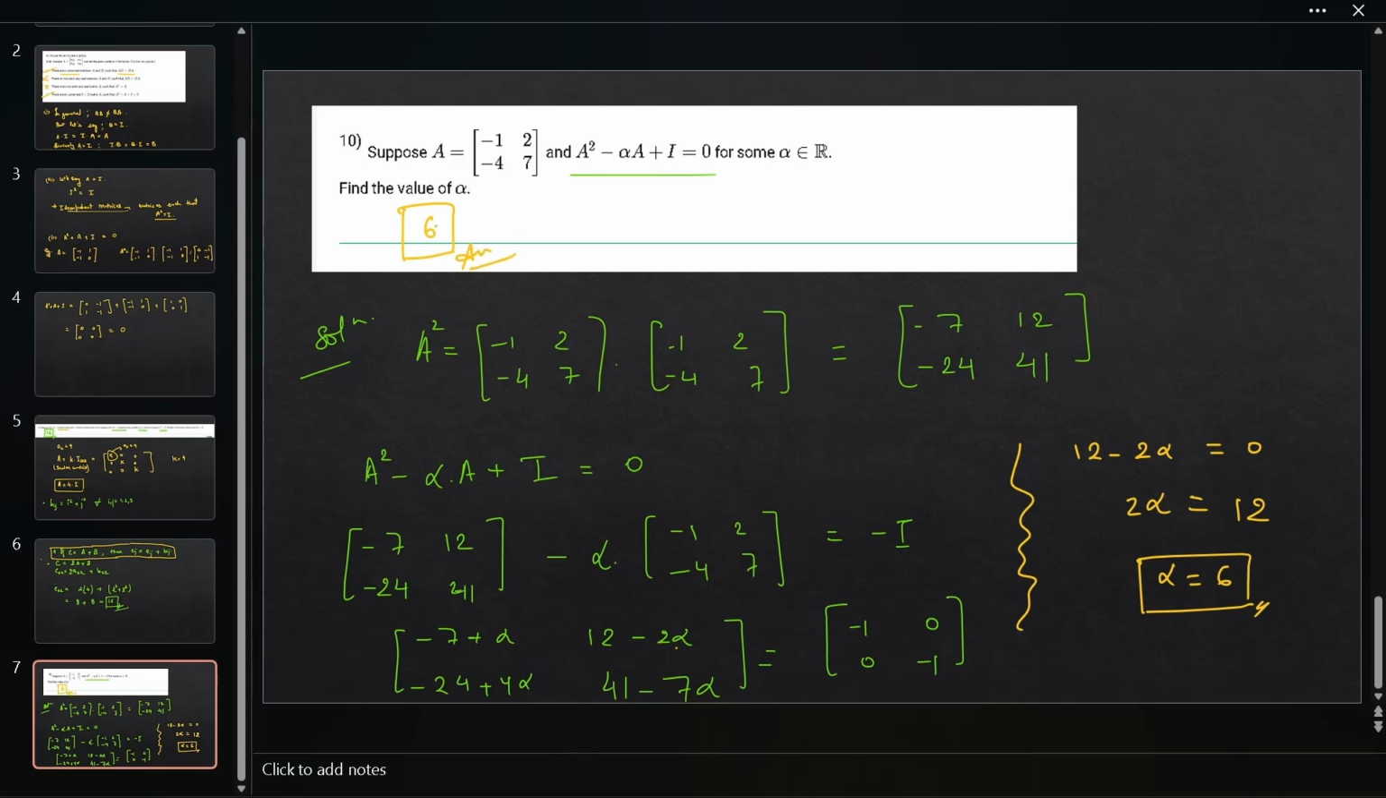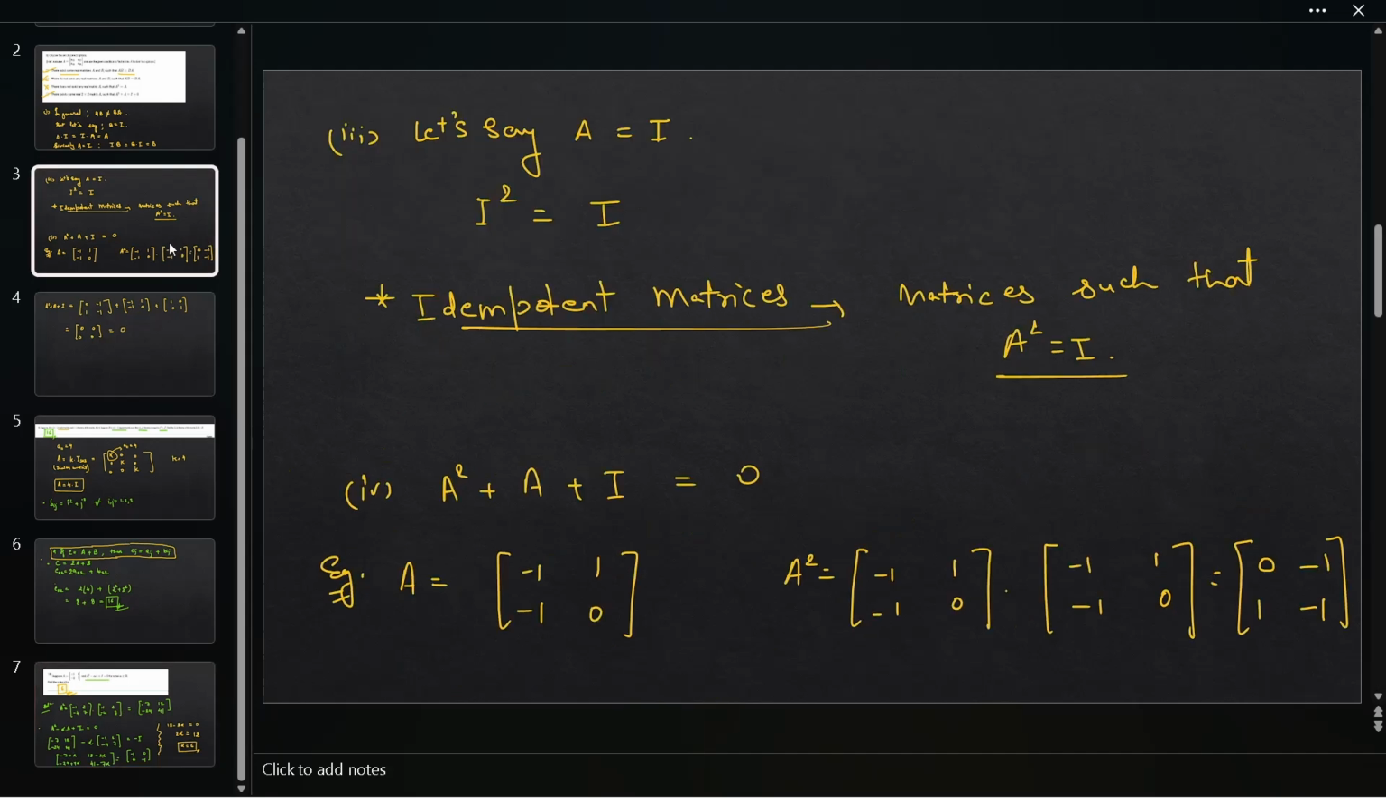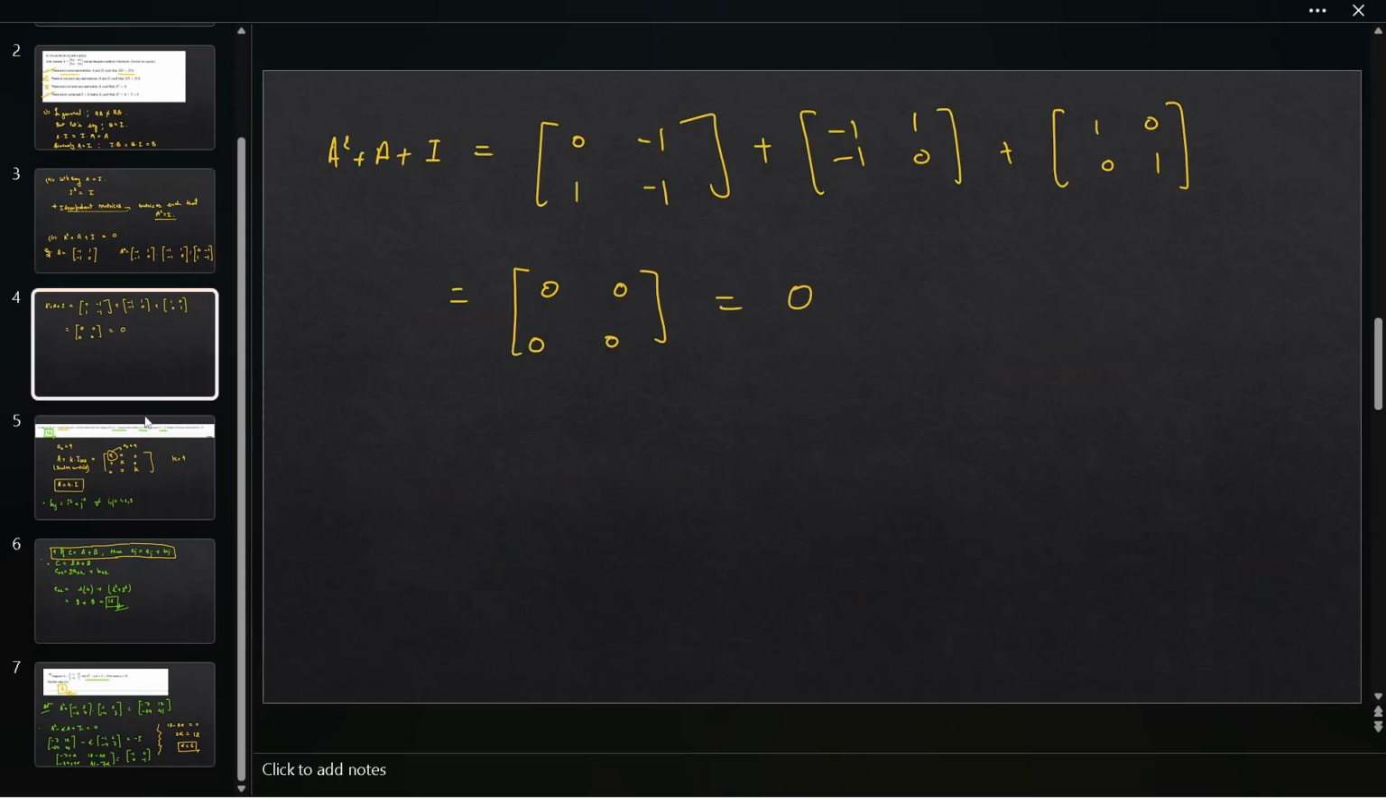So here we discussed question number 8, question number 9 and question number 10. Now at this point you might be having some questions, and those questions would be regarding this option B. Here we took the example of A where A was equal to minus 1, 1, minus 1, 0, which satisfied this equation. So you might ask how you got this matrix, or is there any way to get these kind of matrices? Yes, there is. So let's discuss those methods.